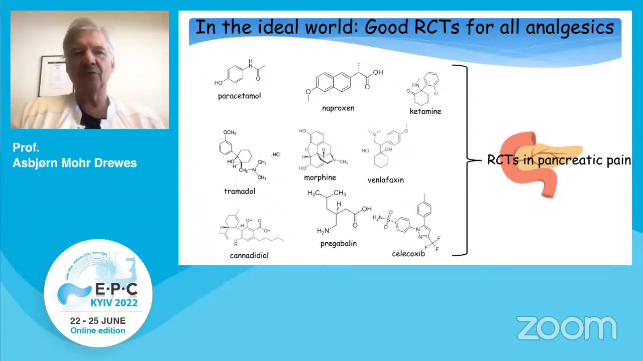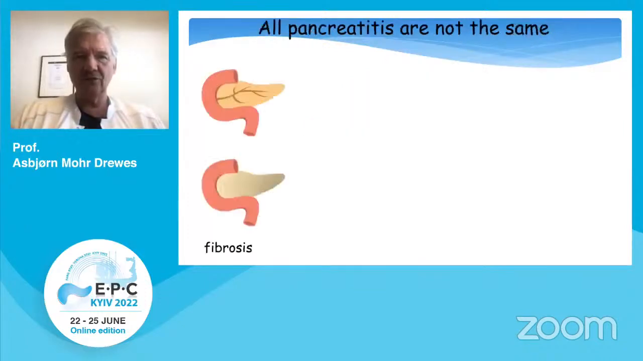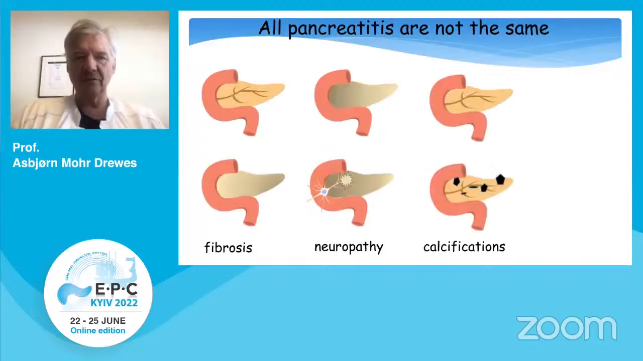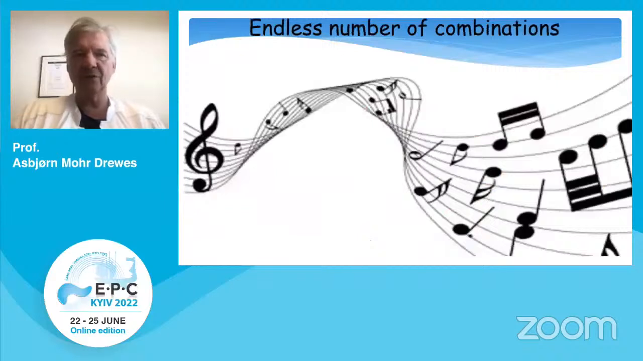And now let's say that we really have done that, and I can then ask you another question. Would we then be happy? And of course, the answer is no, because there are also many different kinds of chronic pancreatitis. They could have different degrees of fibrosis, neuropathy, calcifications. Some have pseudocyst, some have bacterial overgrowth, and they should all be tested with the different medications. And combinations of analgesics should be tested on all these different conditions. So that will never happen, because there is an endless number of combinations.